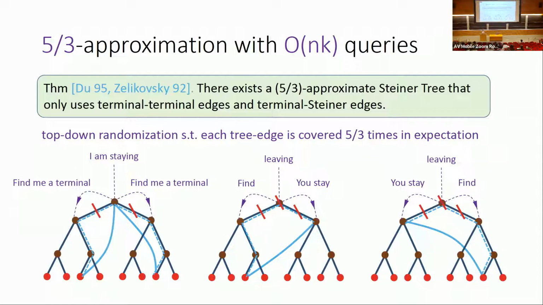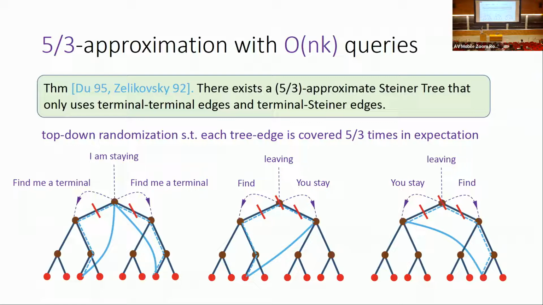So the goal is to show that there's an approximate Steiner tree whose cost is within a 5/3 factor of the optimal one. The idea is to take an optimal Steiner tree and iteratively modify it by deleting Steiner edges and replacing them with Steiner-terminal edges or terminal edges, so that in the end we have no Steiner edges at all. And in the iterative modification process, we do not increase the cost by a factor of more than 5/3. This is the idea.